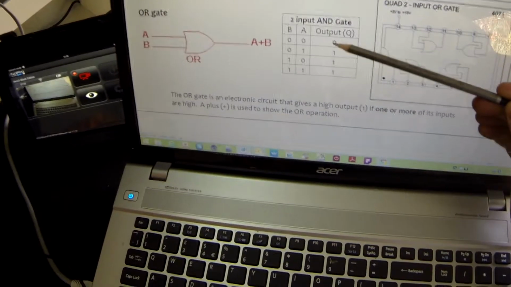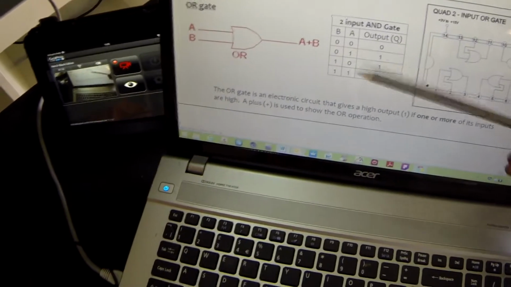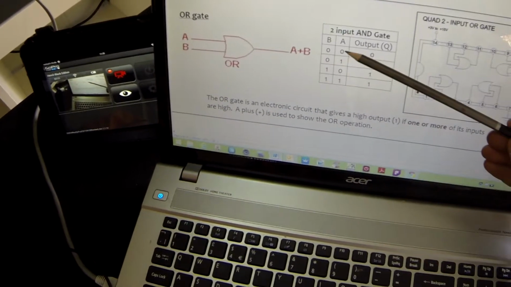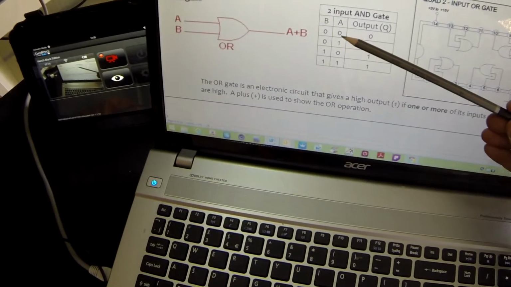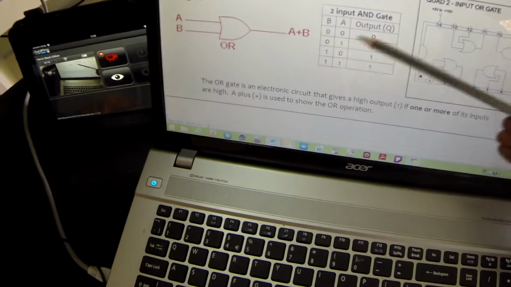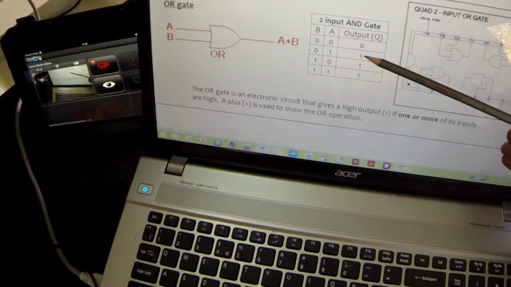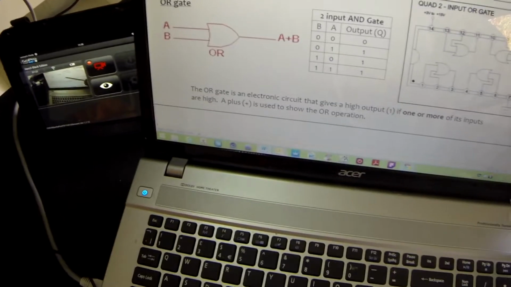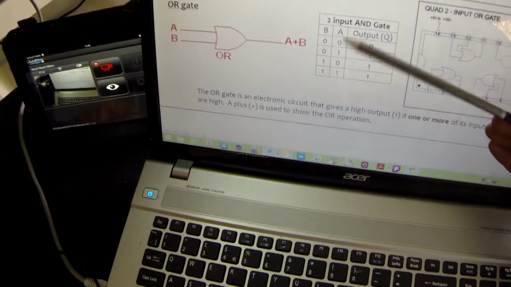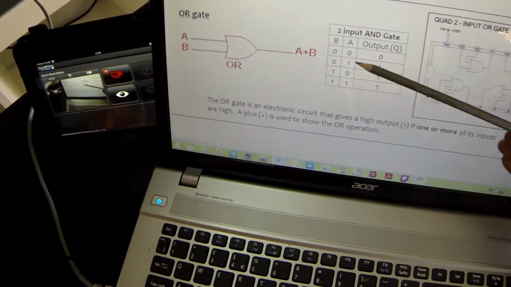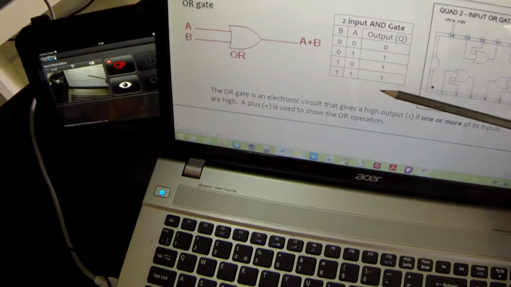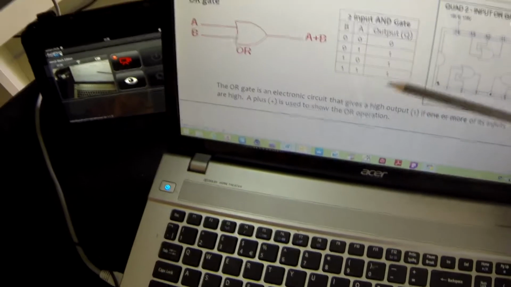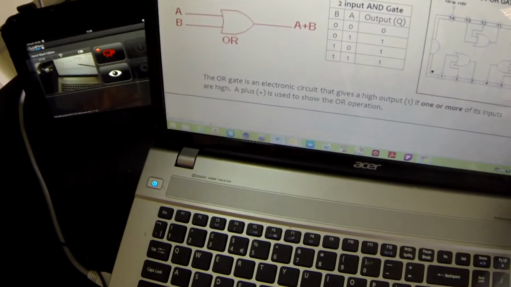So looking at our truth table, 0 or 0 gives a 0. When we press A, it should give a 1. When we press B, it should give a 1. And when we press both of them, it should give a 1. In other words, when A or B is pressed, it will give a 1. But it also gives a 1 when A and B are pressed. Okay, let's have a look at that one.